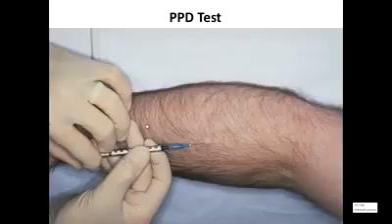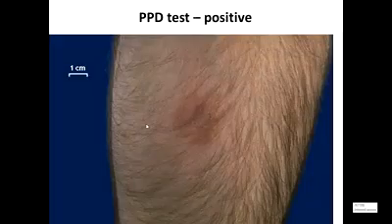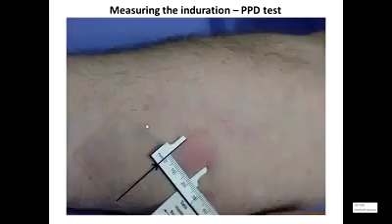This is how to perform the PPD test on the forearm. The PPD test is positive if the induration is more than 1 centimeter in circumference, measuring the area of induration with a vernier caliper.